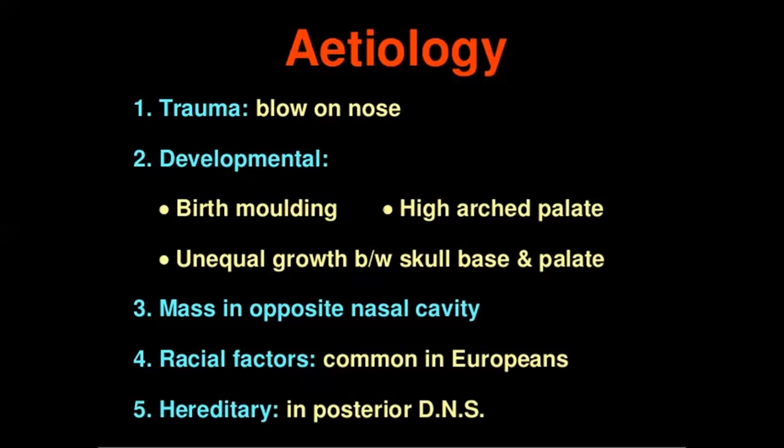Then unequal growth. The growth on both sides should be symmetrical, of the skull base and palate. There are 2 palatal processes. If the growth is not equal, it can cause DNS. Then a mass in the opposite nasal cavity. If on the opposite side there is abnormal growth, a tumor or hypertrophied turbinate, it can cause DNS. Then racial factor, especially in Europeans, DNS is more common. Then heredity is there. If the parents have it, then chances are more.